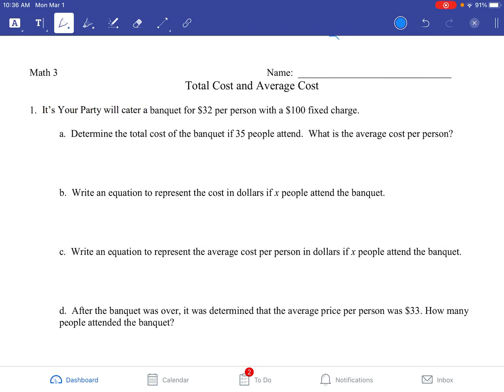So this is the last topic of Unit 5. This is total and average cost. These problems are somewhat similar to the profit equations we made in the last unit. So let's get into number 1.